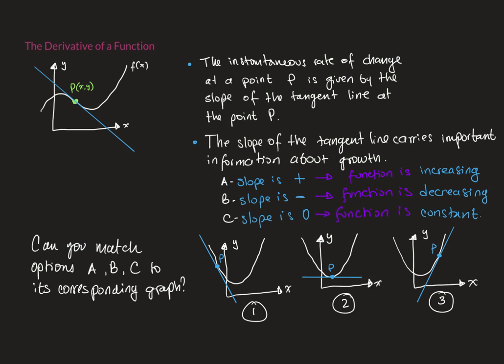Because of all the information that the slope of the tangent line carries, it is one of the most important features that we can study in a graph, and we have given it a special name. We call the slope of the tangent line the derivative of the function at the point P. So at point P, if I wanted to find how the function is changing, I need to look at the derivative of the function. If I want to find a line that is tangent to my function, I need to first find the derivative of the function in order to find the slope of the tangent line.